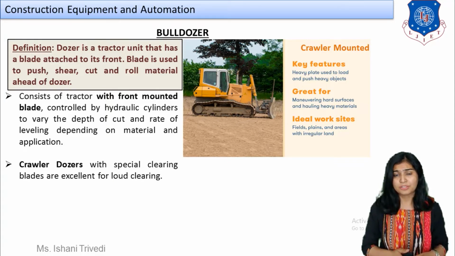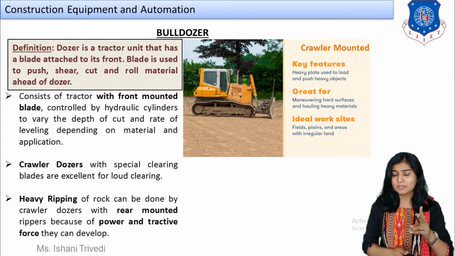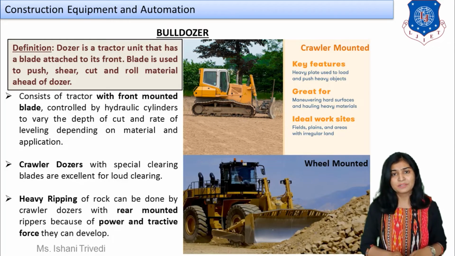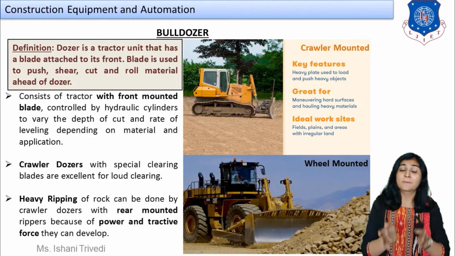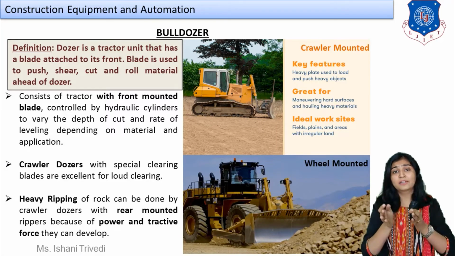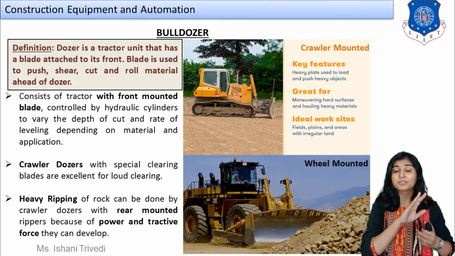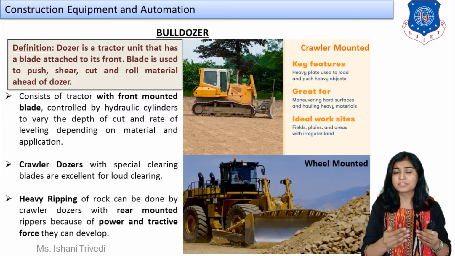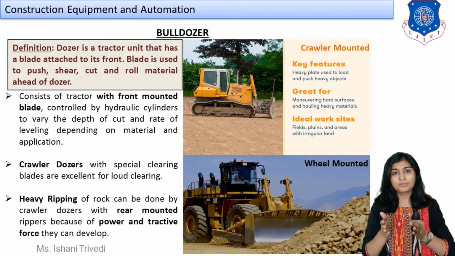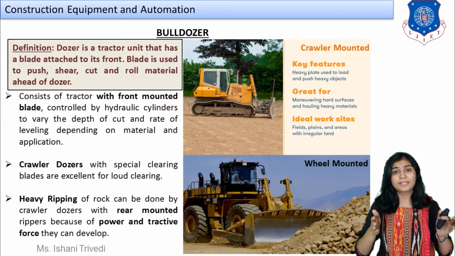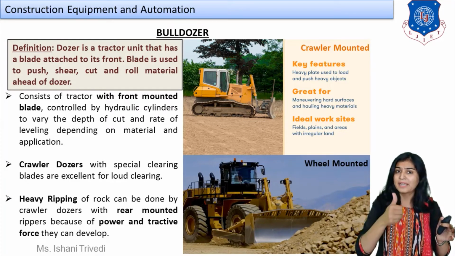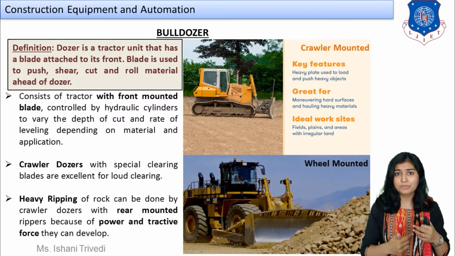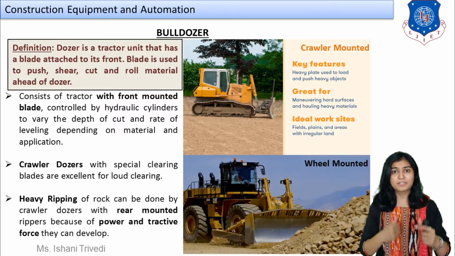Now, crawler dozer. We will have two types of bulldozers. We will have crawler mounted and we will have wheel mounted. Both of the types can be used. If I want to talk again about the difference between wheeled and crawler units, you will have to go back to the tractors, right? Because I have told you that the points of difference regarding wheel units and crawler units remain constant for all types of equipment. It will always be either wheel mounted or crawler mounted. So here again we have two classifications regarding the bulldozer.